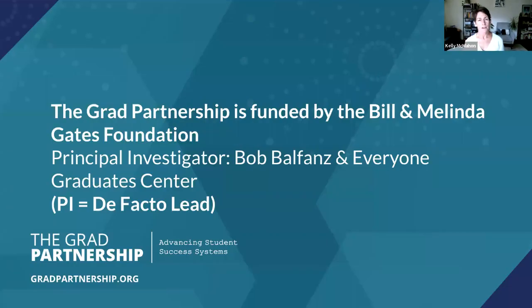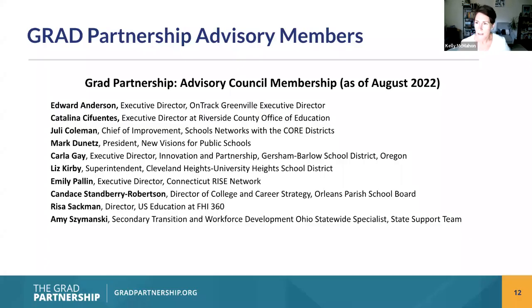The GRAD partnership is funded by the Bill and Melinda Gates Foundation. We have a grant from them, and that's why a lot of our work is up till 2025. Even though we think this is really a 10-year effort, our funding and this grant goes till 2025, with hopefully, fingers crossed, more funding to come. It's important to know that the principal investigator of that grant is Bob Balfance and the Everyone Graduate Center. But all the organizations receive funding to do this work through subcontracts, with Bob Balfance and the Everyone Graduate Center being the principal investigator of the work.